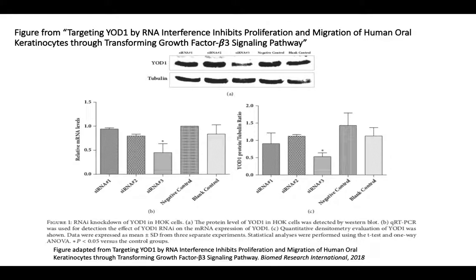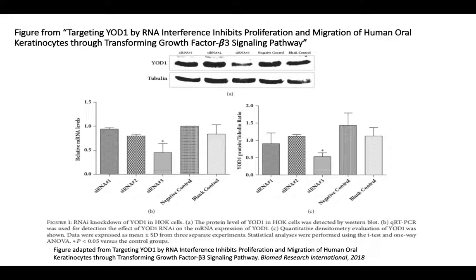So this figure comes from a research article about a certain gene called YOD1 that encodes an enzyme responsible for non-syndromic cleft lip with or without cleft palate. The key question that was asked in this figure was whether the depletion of YOD1 using RNA interference had an effect on mRNA expression of YOD1.